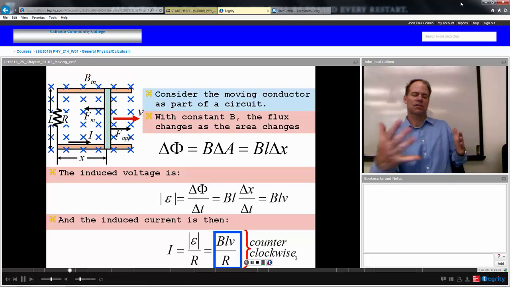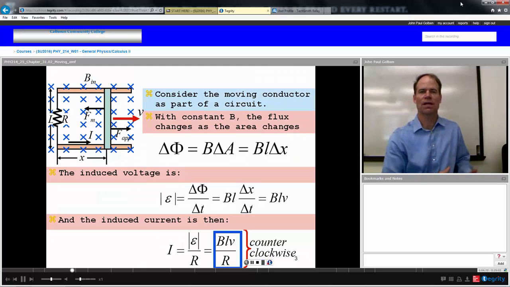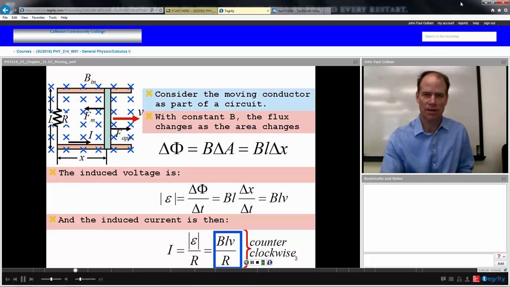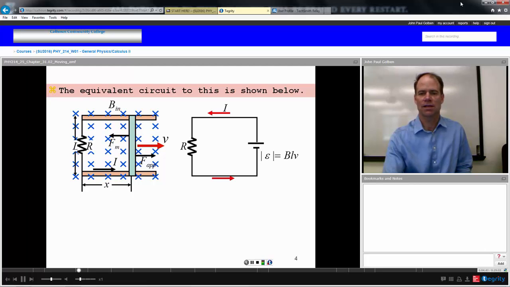Since the flux is into the page, and since the area is increasing, that flux is increasing into the page. This induced current will produce a field out of the page to oppose the increase in flux into the page, and hence this induced current will be counterclockwise by the right-hand rule. So we can model this free conductor moving to the right on these rails like a circuit with an induced voltage, BLv, and the current moving counterclockwise through this resistance like this little circuit over here.